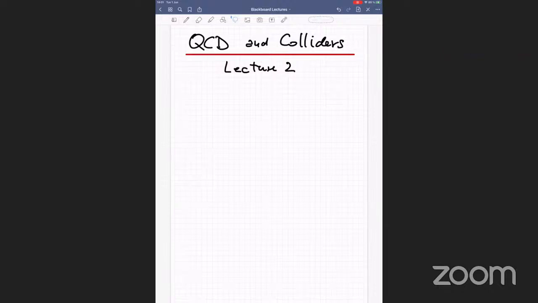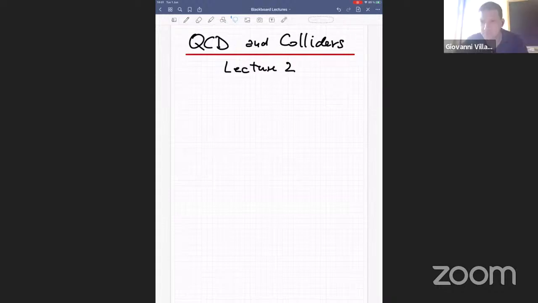Okay, thank you, and apologies, I still have the same problem with the iPad as yesterday, so let's try this way. It's not ideal, but at least it should allow us to get this to work.